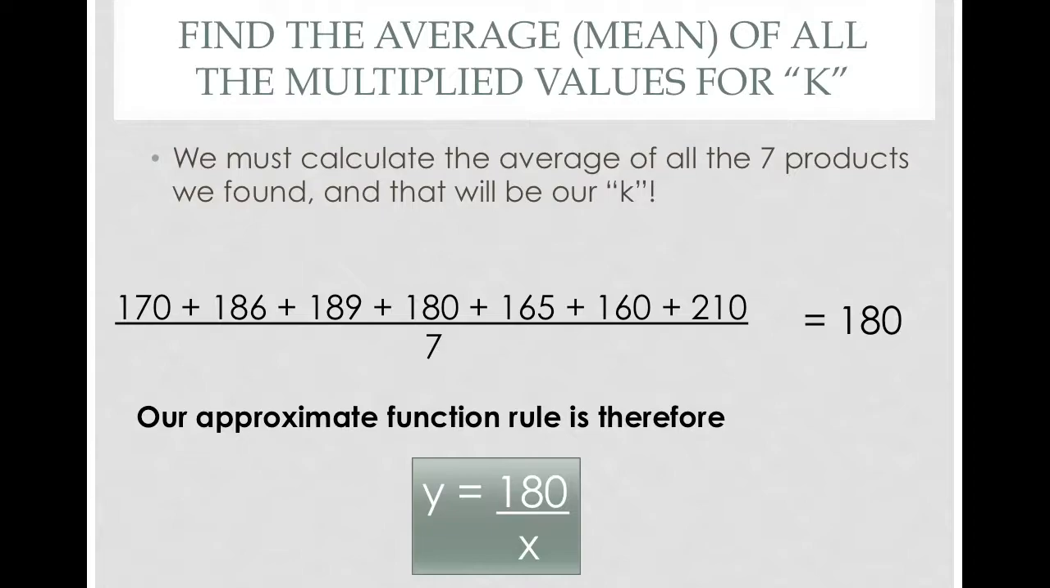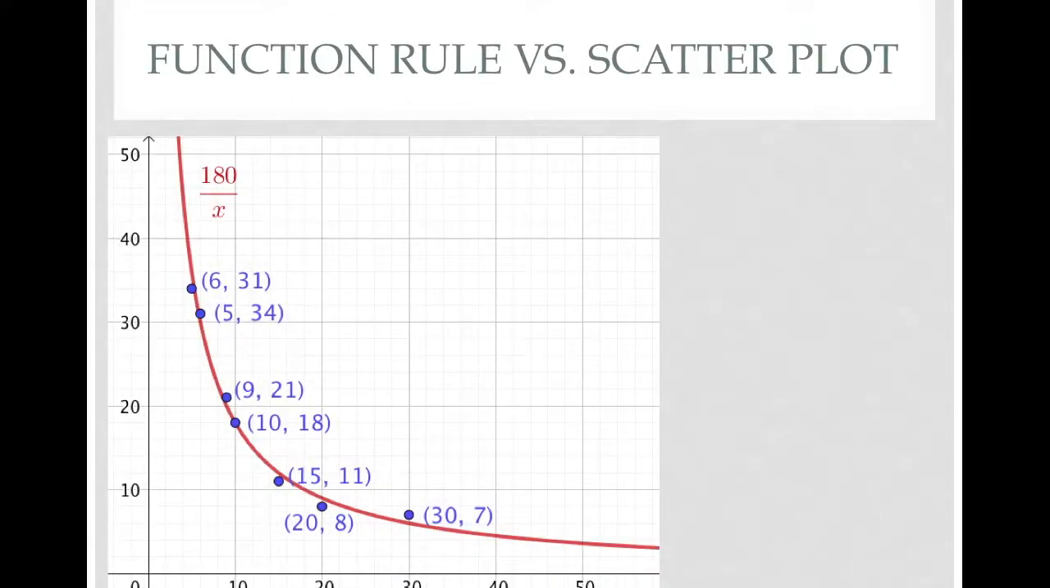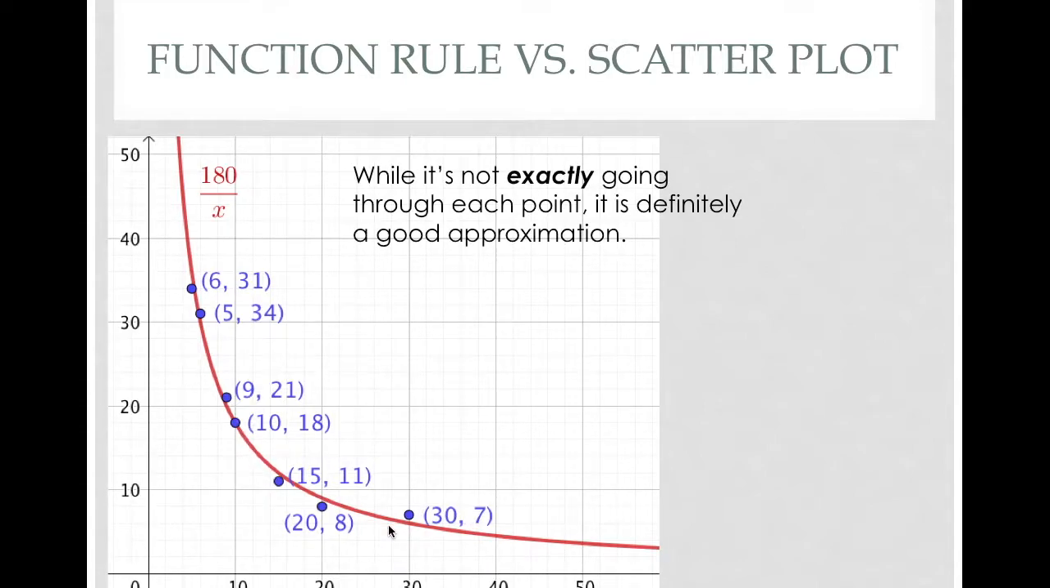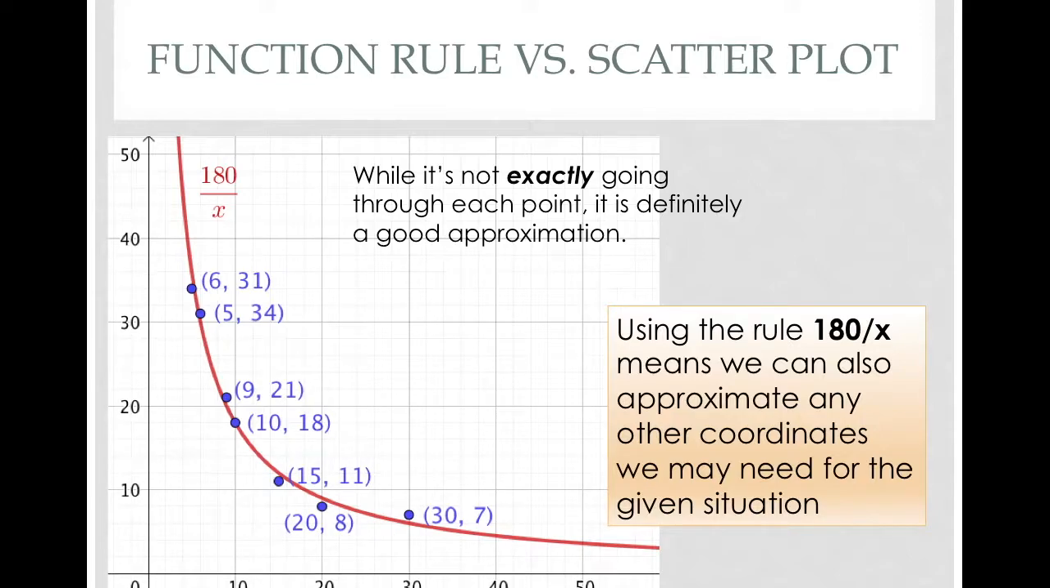And to check to see if this is accurate enough, I'm going to look at what it looks like on a Cartesian plane. And in this case, you'll notice that here's my function 180 over x. It goes through some points, not always all of them, but it's pretty close. It's not exact, but it's a good approximation. And so I can approximate other points on this line using 180 over x. So if I'm given a situation and I need to know what y is when x is 40, I can use this rule to approximate what it would be.